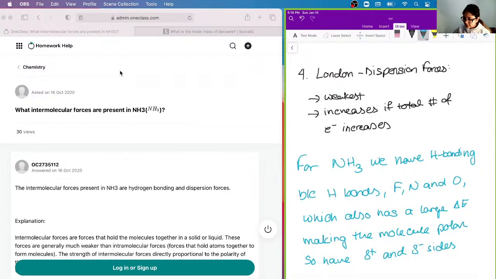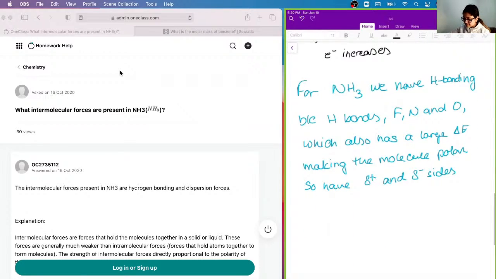When other molecules interact with it, the partial negative is on the nitrogen and the partial positive is on the hydrogen, and that's how it creates the hydrogen bond. We also have London dispersion forces.